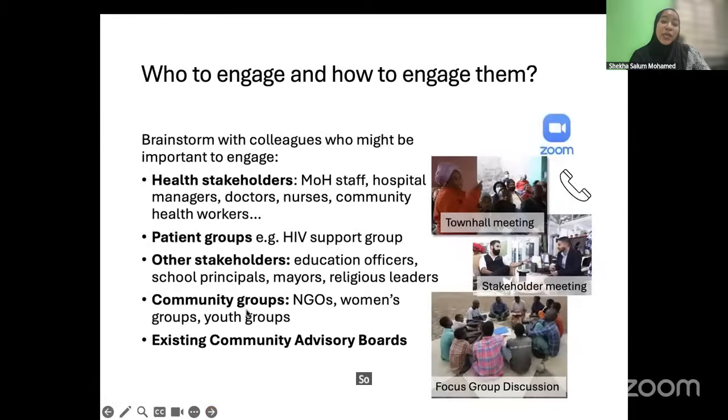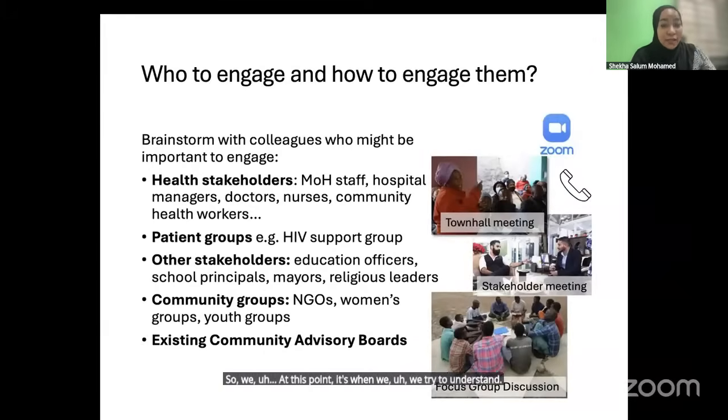And also you can inform your engagement strategy during the implementation. So at this point, we try to ask the important questions, what are the important questions to ask when filling in that section of the proposal.